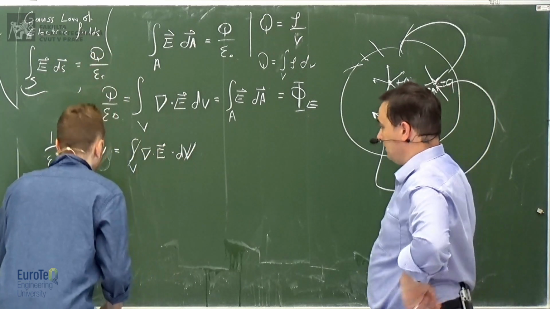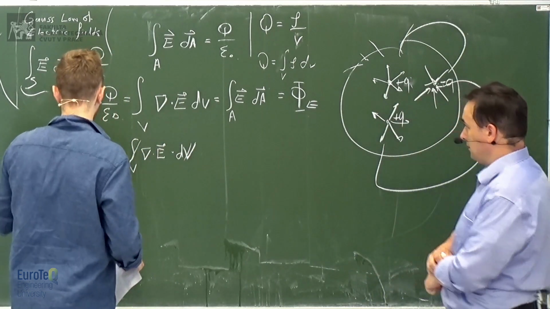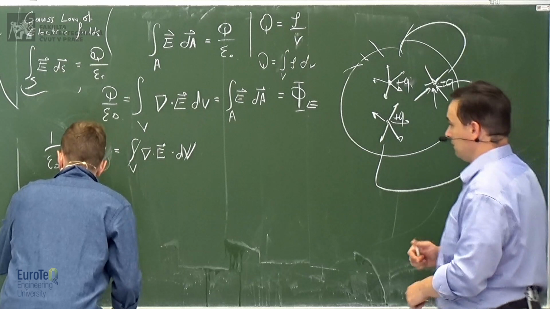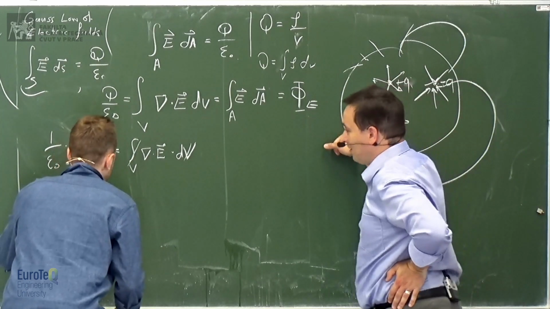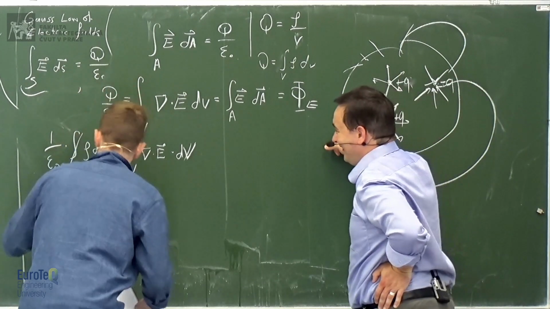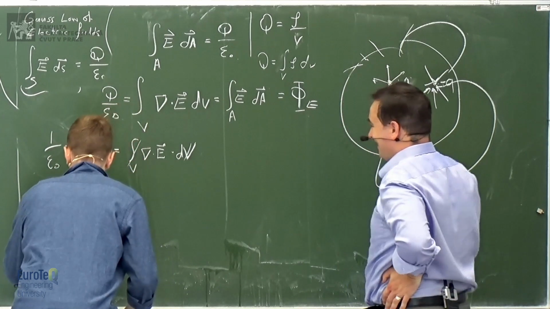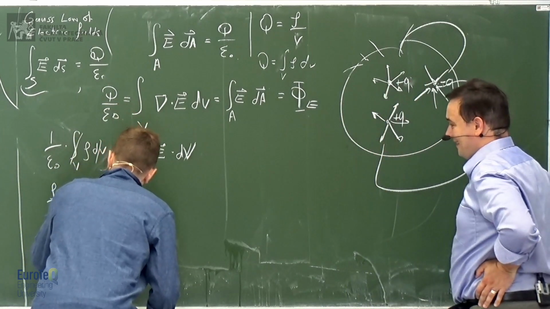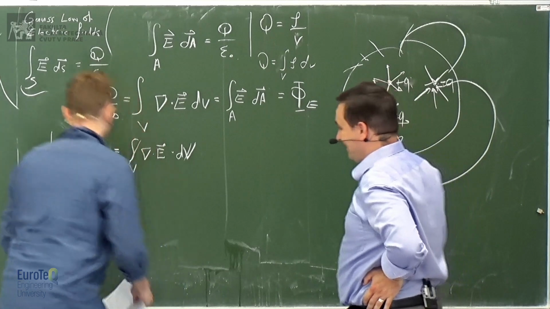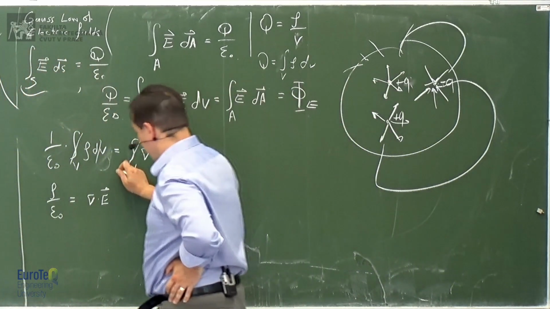And then we have rho over epsilon naught is equal to the divergence of the electric field. And then there's the differential form.